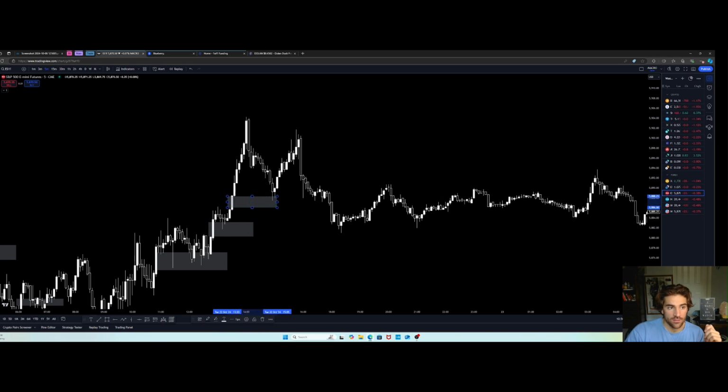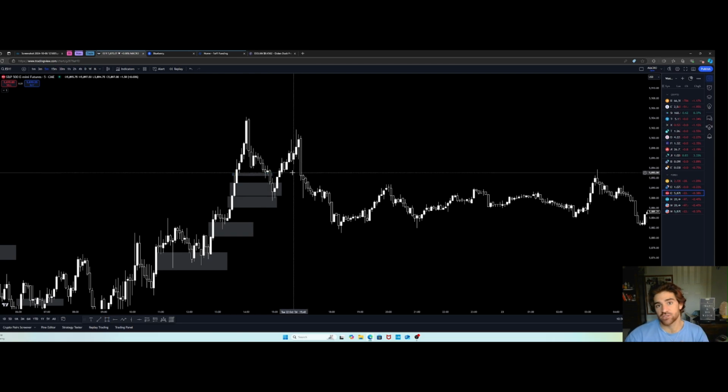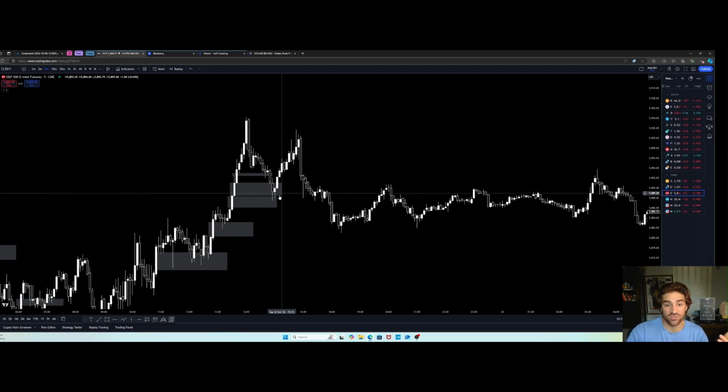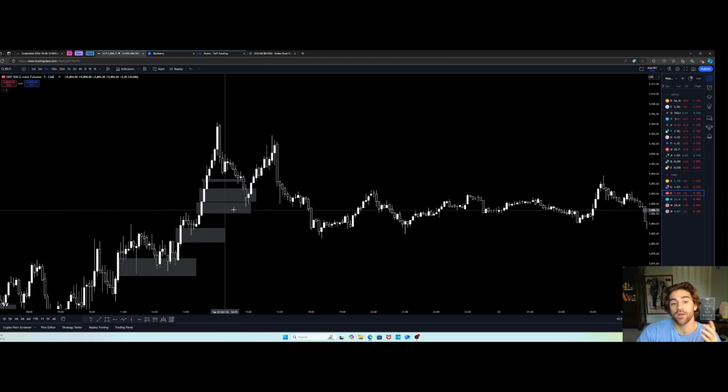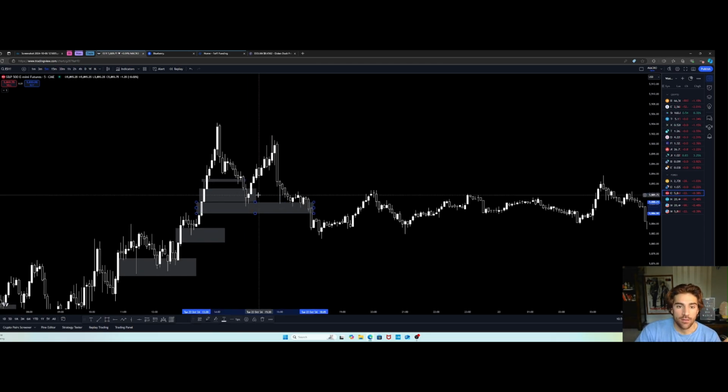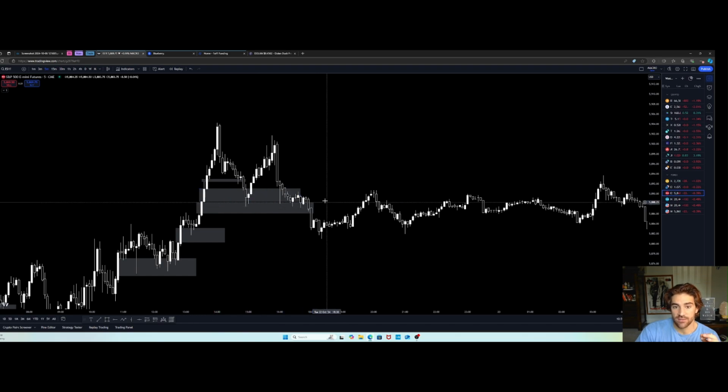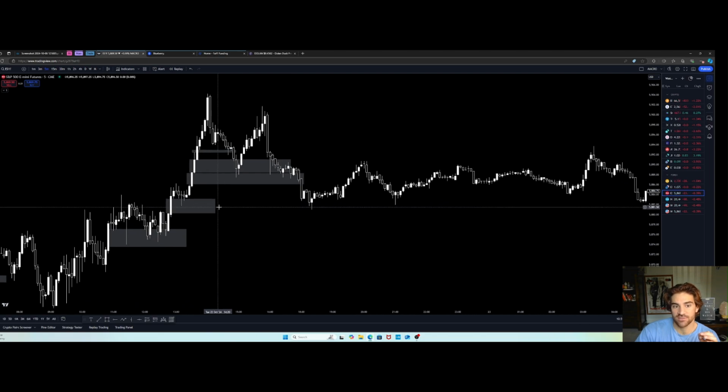Now it created imbalances. Imbalance is another word for a gap that we could use as confirmation to take profit. So maybe price action wants to come down to fill. That's exactly what happened. These markets like to fill these imbalances, right? They like to fill these gaps. They don't want to leave a gap not filled. They love filling gaps. Like you guys as men should love to fill gaps.